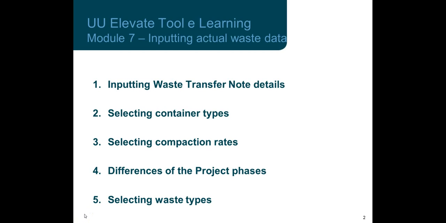Hello and welcome to UU Elevate Tool eLearning Module 7, where we'll be going over the inputting of actual waste data onto Elevate. This module includes the inputting of waste transfer note details, how to select container types, selecting compaction rates and how this affects the weights of the waste types, the differences in the project phases when you're inputting actual wastes, and then selecting waste types.